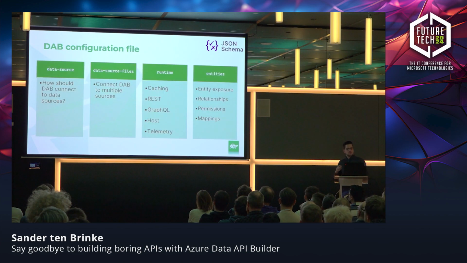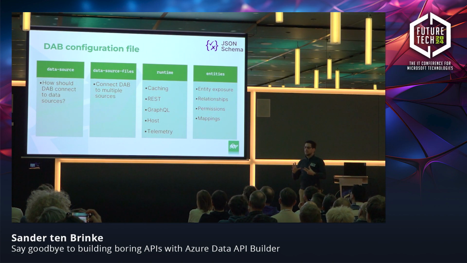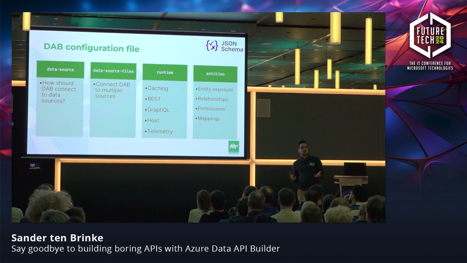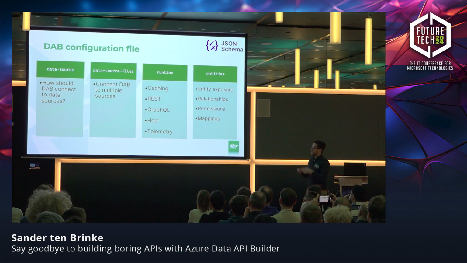And I said, we're not building it, we're configuring it. So how does that work? The configuration file for DAB is a JSON schema file, so you have really nice IntelliSense, in the editor you have a really good experience of autocomplete and stuff like that. And first we have the data source property or object, which is how should DAB connect to your data source. So here you specify the database type, here you specify the connection string, some specific database connection options, and that is already enough to kind of connect to your database.